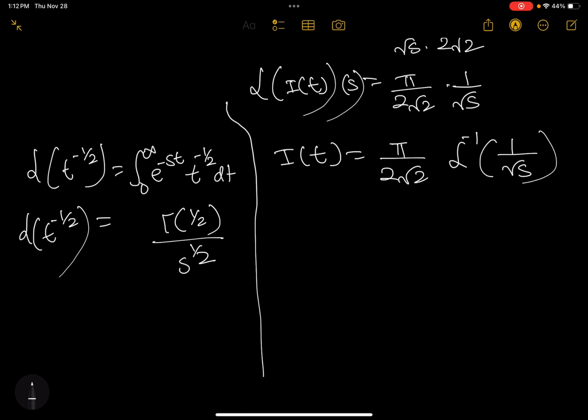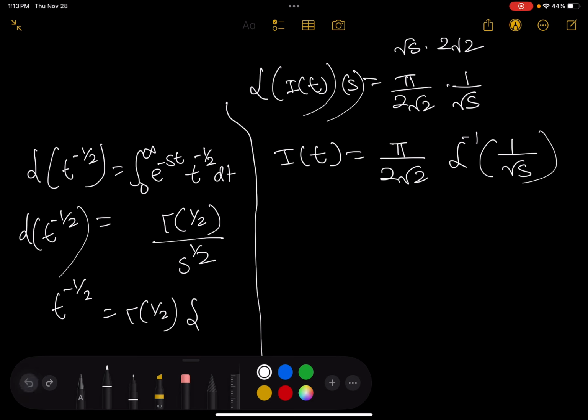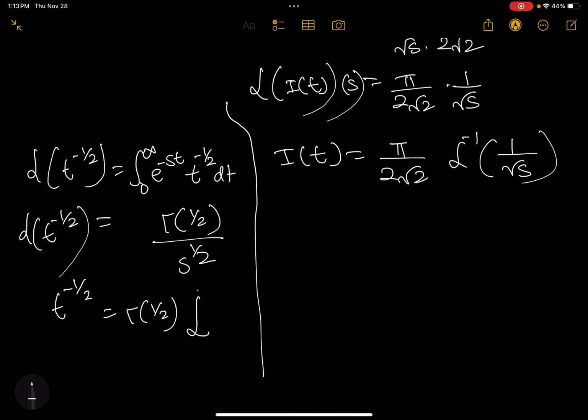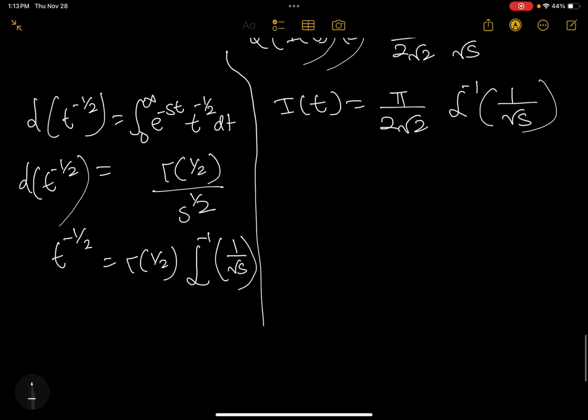Now, if you want to take the Laplace inverse, take this Laplace to the other side, and gamma 1 by 2 is just a constant. You can take that out of the Laplace. So this is the Laplace inverse of, my Laplace inverse symbol is becoming more and more like a set symbol, I'm sorry. Okay, so Laplace inverse of 1 by square root of s.